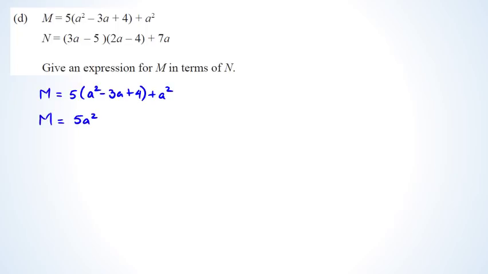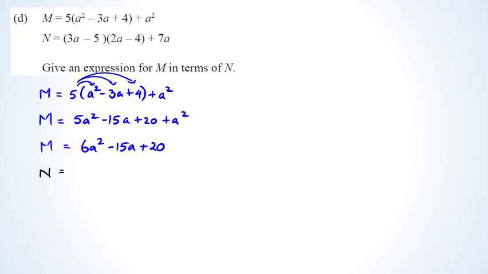So I get 5a squared, which is that. 5 times negative 3a is negative 15a. 5 times 4 is plus 20, and plus a squared. So m then equals 6a squared minus 15a plus 20. Next, I'm going to work out what n is. n is equal to 3a minus 5 multiplied by 2a minus 4 plus 7a. So I need to expand the brackets.